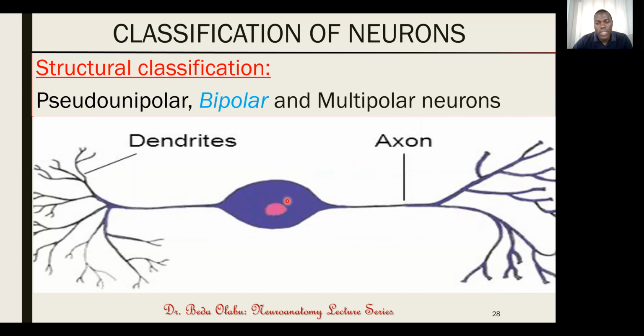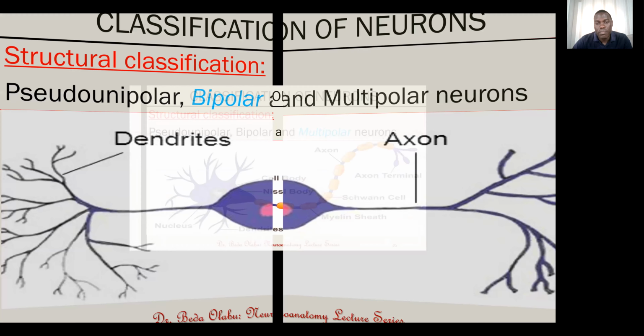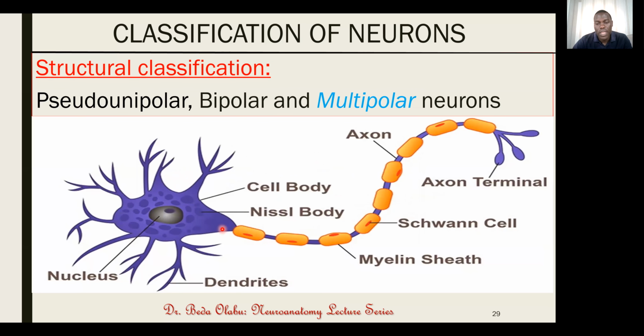Bipolar neurons look like this. These tend to be first order sensory neurons from receptors such as those for the sense of vision and the sense of smell. Multipolar neurons look like this. These ones are either motor neurons or interneurons.